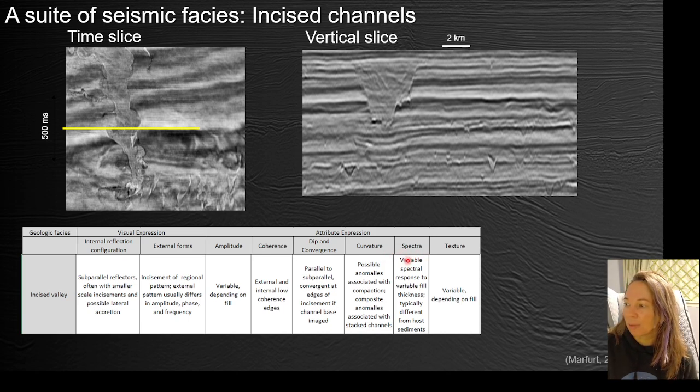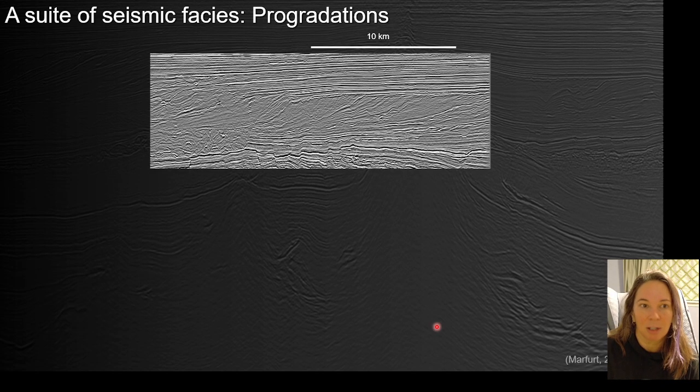The spectra, we can get very variable spectra information depending on the fill thickness. So spectra, we're working more in the frequency domain. And then texture, again, is something that's dependent on fill. So this is a very typical way we should be breaking down and thinking about our seismic attributes.